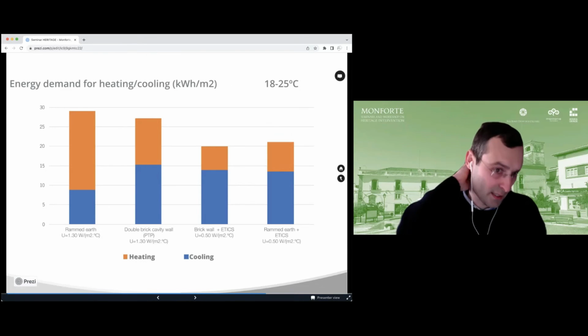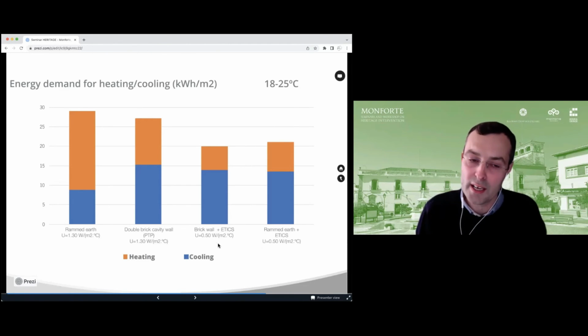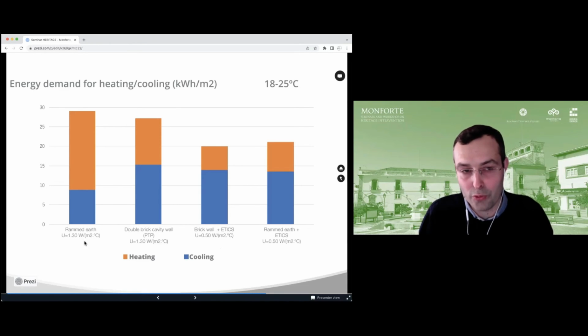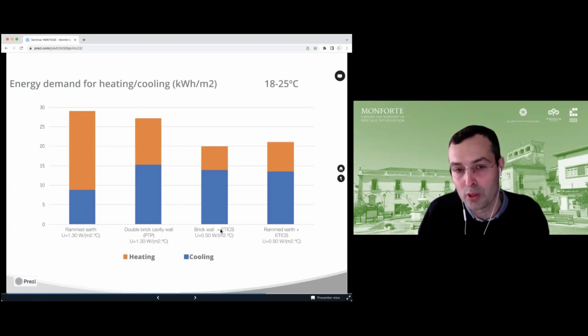But consider the study. We tried to compare the same building, changing only the external walls of the envelope. As you can see here, the traditional rammed earth wall has the worst performance on the annual energy demand for heating and cooling. It is the worst. But there is something interesting here, because in the part of the cooling, this wall is the best one. Probably it is roughly half of the double brick cavity wall, and roughly a third of the brick wall with the attics.